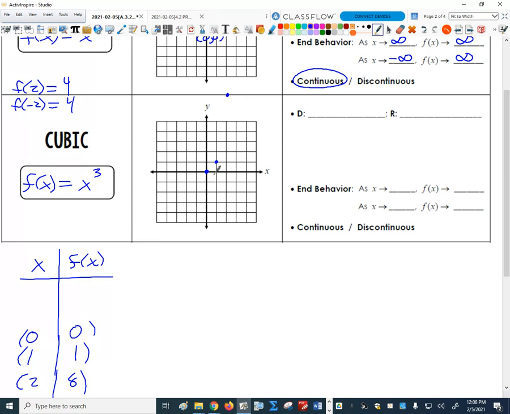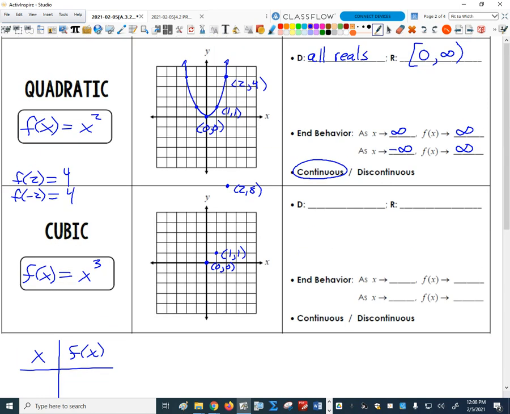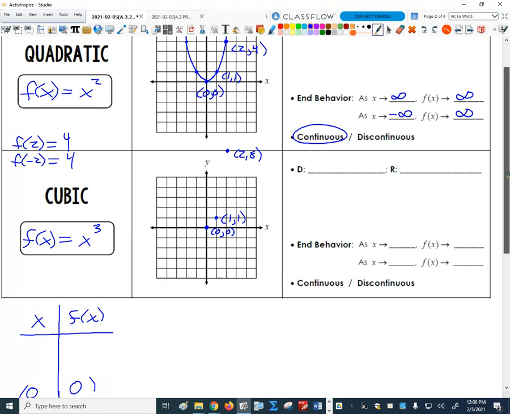And so I've got some key points here. I've got the point 0, 0. I've got the point 1, 1. And I've got the point 2, 8. Okay, so it's looking just like a steeper version of what we saw up here, right? On the right side.